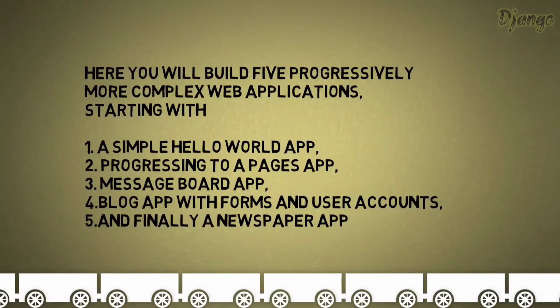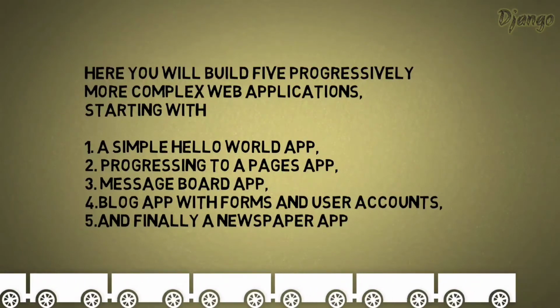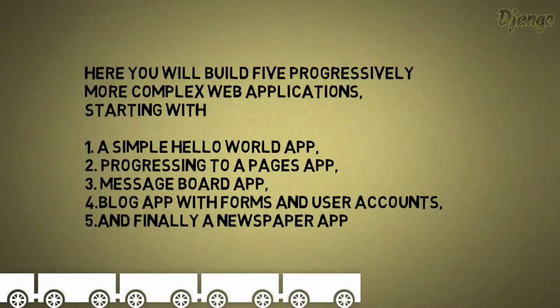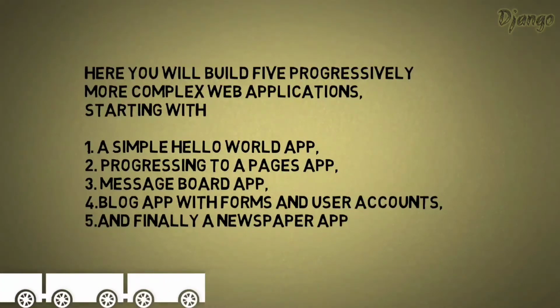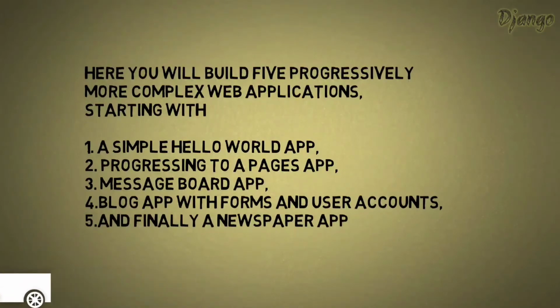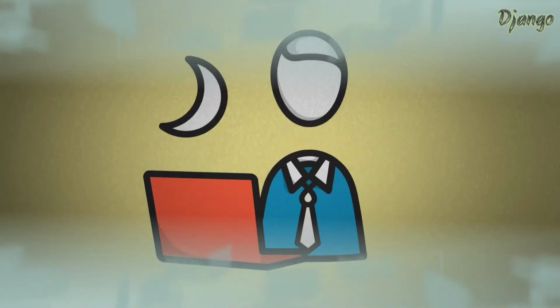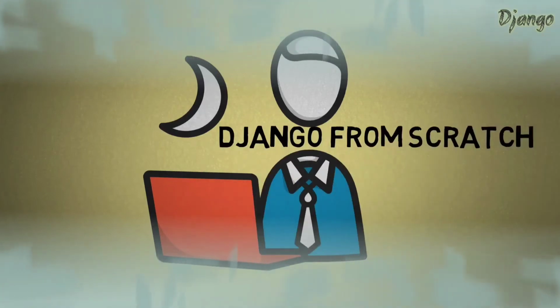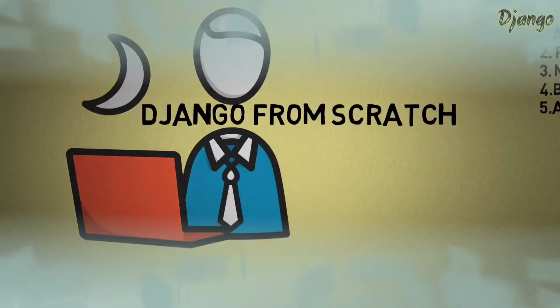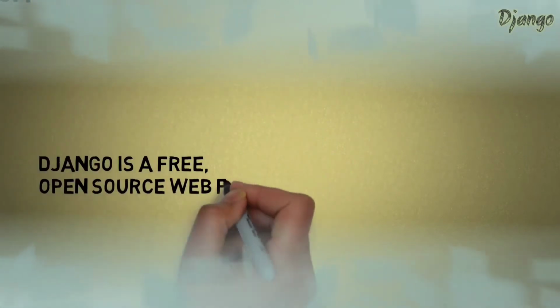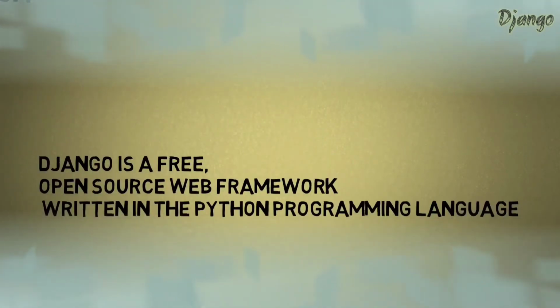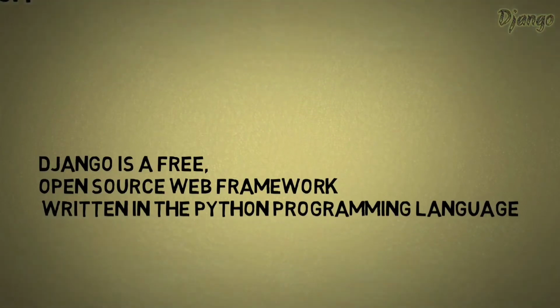app, progressing to a pages app, after that a message board app, after that a blog app with forms and user accounts, and finally a newspaper app that uses a custom user model, email integration, foreign keys, authorization, permissions, and many more. By the end of this video tutorial, you will be feeling confident creating your own Django projects from scratch using current best practices. Django is a free open source web framework written in the Python programming language.